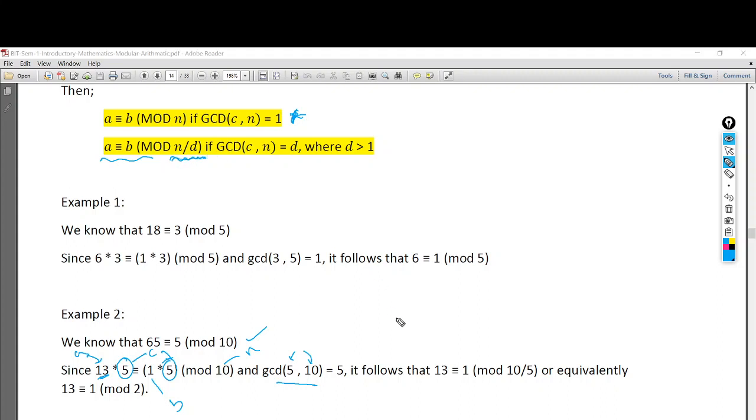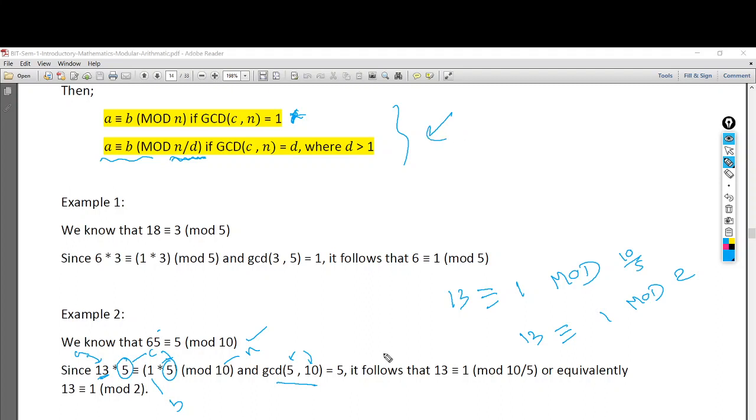N divided by D. So that means from here, this is our A, 13 is congruent to B. B is, in this case, 1 mod, you can't just say 10, it is 10 divided by this value D, 10 divided by 5. 10 divided by 5 is 2. So therefore we can say that 13 is congruent to 1 mod 2. Right? So from one congruence we can deduce another congruence using this rule.